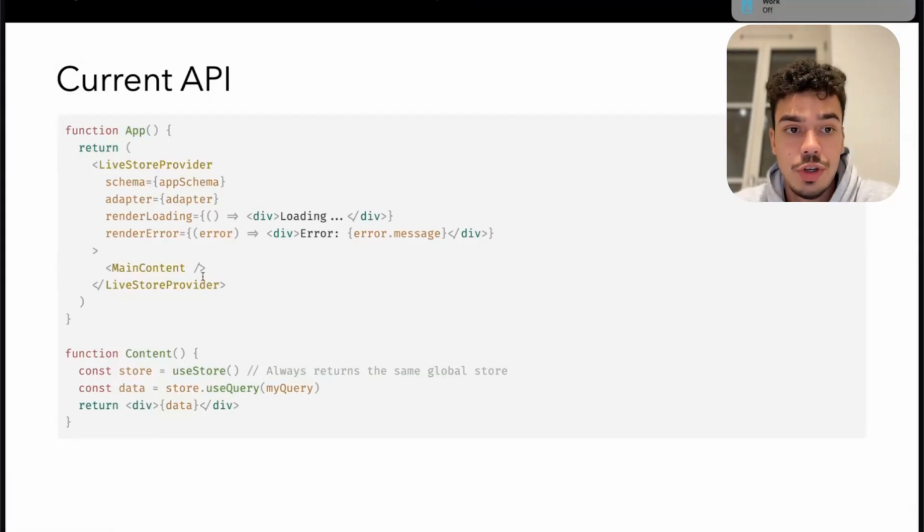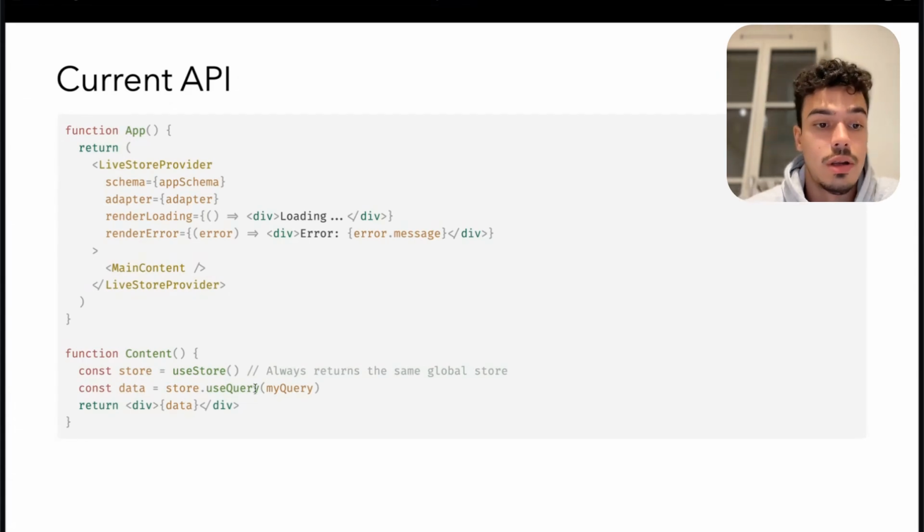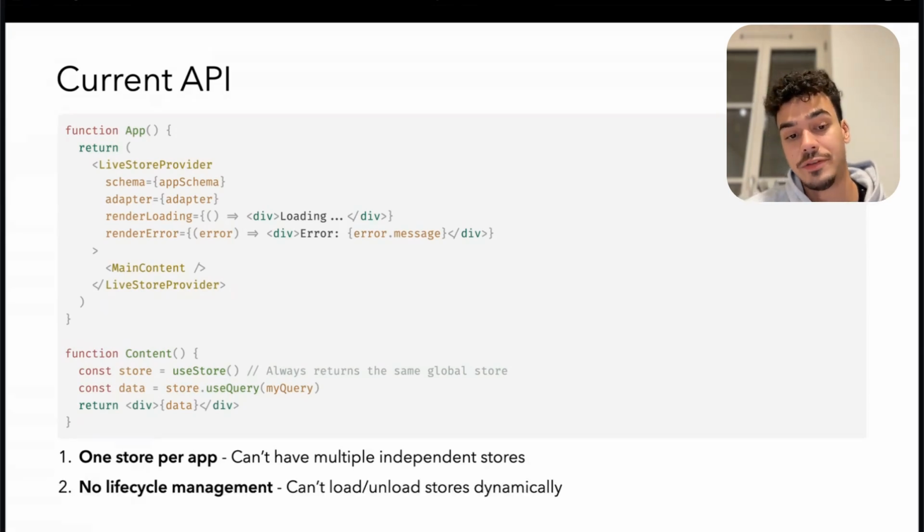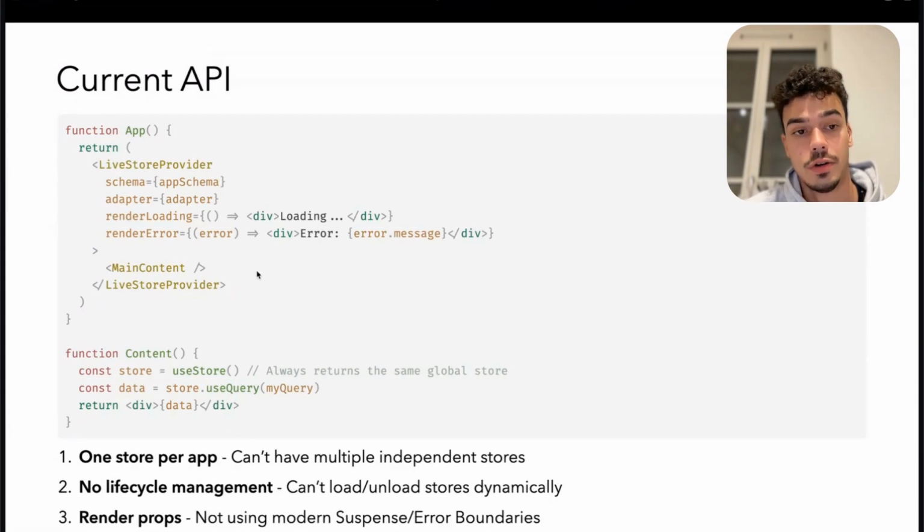And then when you want to consume that store, you use the useStore hook, which gets us the store that's being provided by that component. And then from the store, you can query data in that store. So there is one store at the moment per app. We can't have multiple installed in a way that they don't conflict with each other in the component tree. There is also no lifecycle management, like for loading and unloading a store dynamically. And also it uses render props, instead of using Suspense or error boundaries.